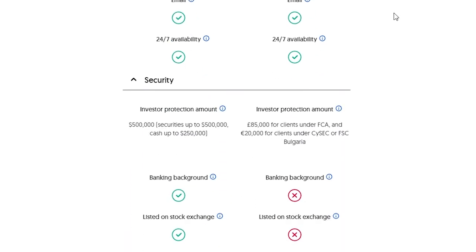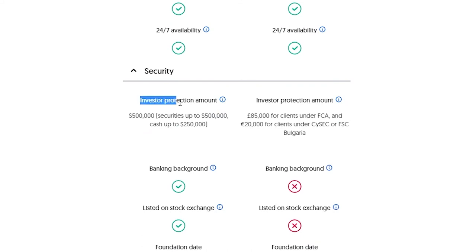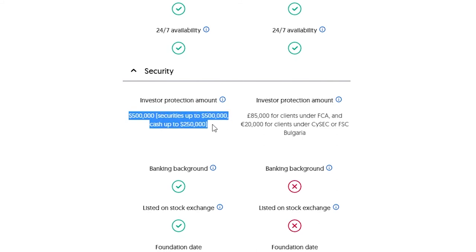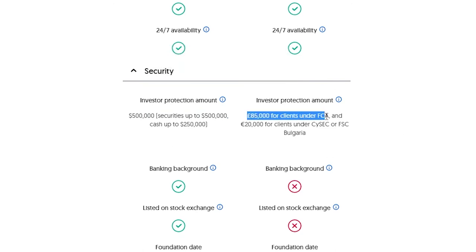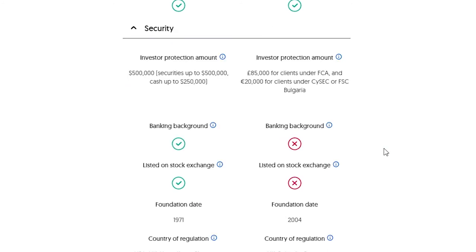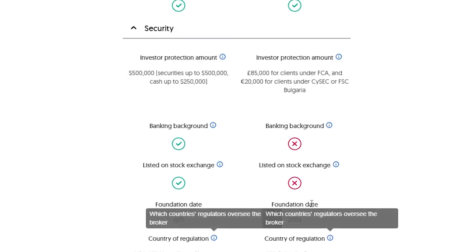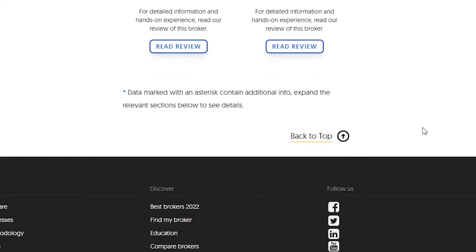Finally, we can go down to security right here, or the investor protection amount. Now, Charles Schwab is $500,000, securities up to $500,000, cash up to $250,000, and then Trading 212, £85,000 for clients under FCA, and €20,000 for clients under CYSEC, or FSC Bulgaria. Now, you can read through the rest of this right here, and we can see countries of regulation, foundation date, and all of that good stuff. However, we are basically at the end here, guys.